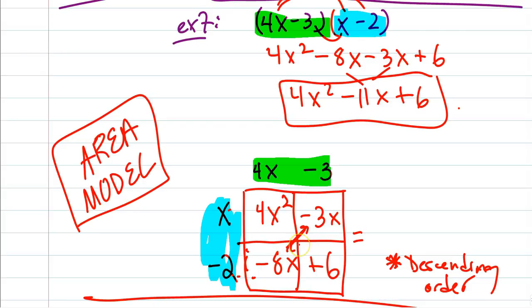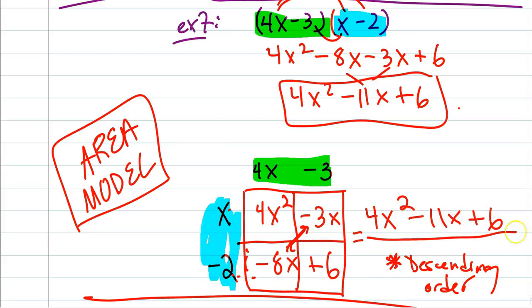They need to combine. But you also need to make sure you write this in descending order, which means what? The highest power, the x squared, comes first. These two combine to make negative 11x, and then the plus 6. We put it in descending order from the highest degree to the lowest degree, which is no power there, right? Okay.